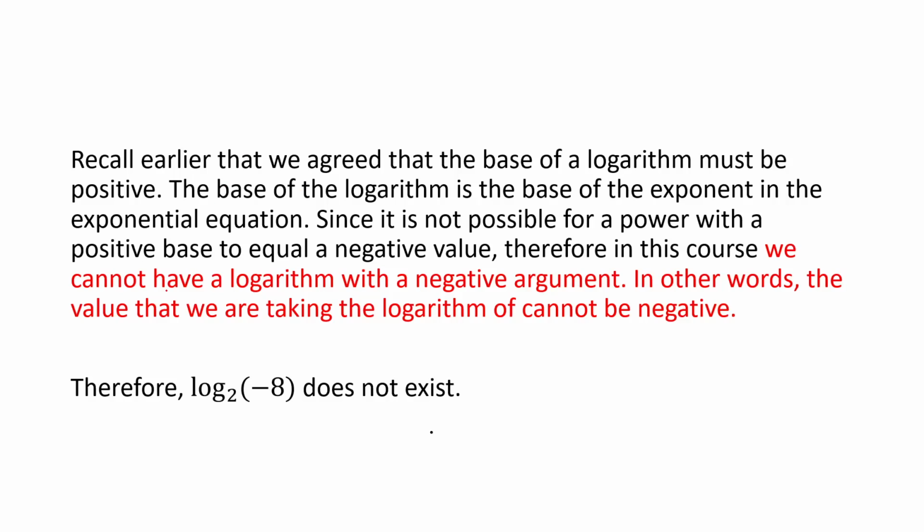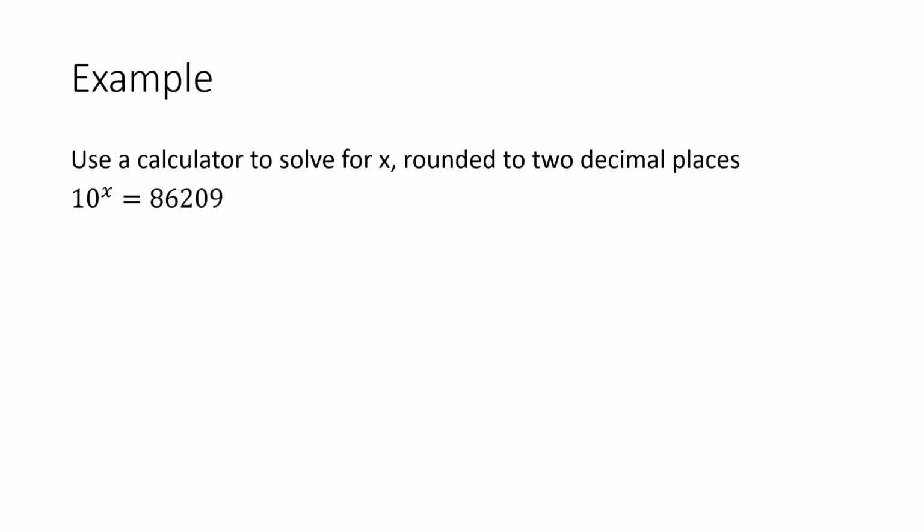So anytime that you're determining a logarithm, the thing you're taking the logarithm of, which in this case is -8, we call that the argument. That cannot be negative, and it cannot be 0 either. It must be positive there. Okay?